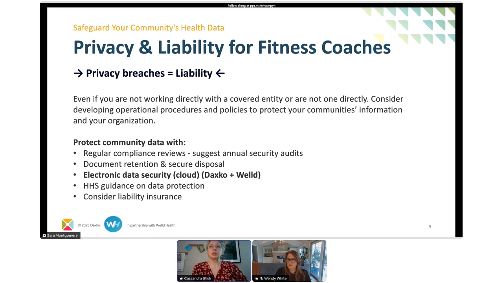Annual security audits are really good. Document that you do those. And have a document retention and secure disposal protocol.